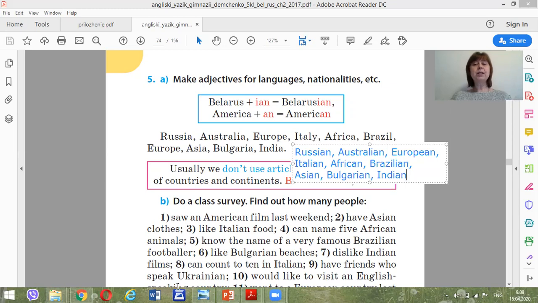Mind the stress. Обратите внимание на ударение. В некоторых прилагательных оно меняется. Russia, Russian. Australia, Australian. Europe, European. Italy, Italian. Africa, African. Brazil, Brazilian. Asia, Asian. Bulgaria, Bulgarian. India, Indian. Thank you.